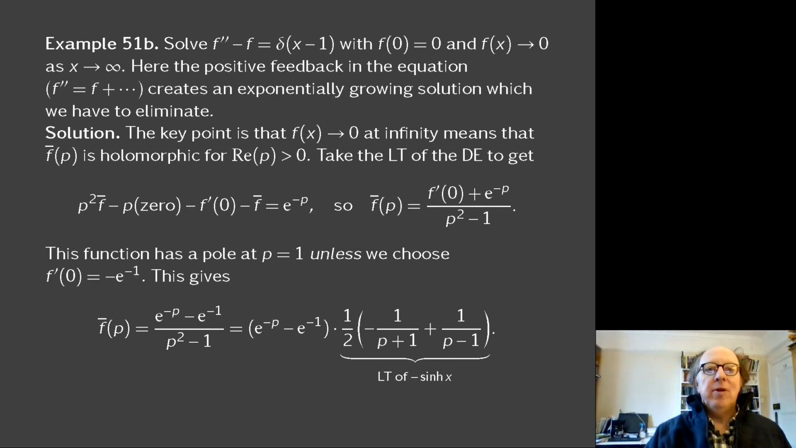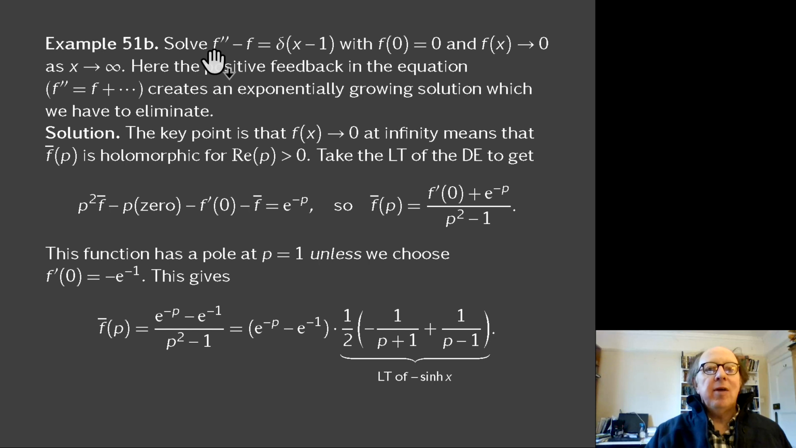Another example. This is a bit more tricky. It's quite a neat little example, this one. Solve f double prime minus f equals delta of x minus 1. So without the f there, if I cover that up, this is what we had before. But now I'm going to put in f double prime minus f, and I'm going to say I want f of 0 equals 0, and I want f to go to 0 as x goes to infinity.